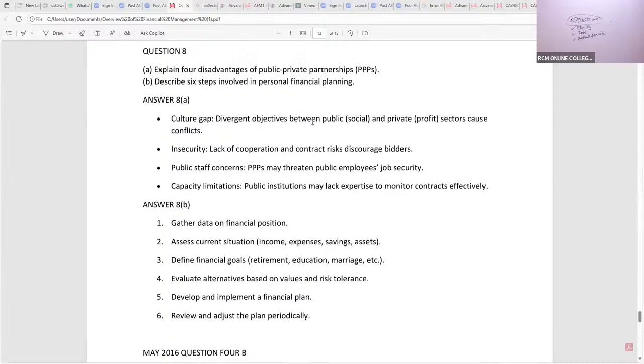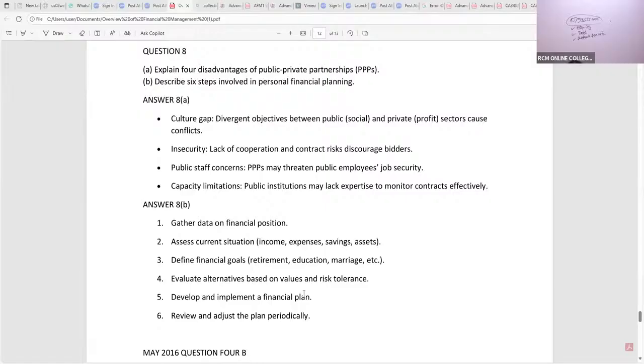So personal financial management, or financial planning. First of all, gather data on financial position. What is your current financial position? Assess the situation. How are your incomes, expenses, savings, and assets? Define now new financial goals. What would you want to do when you're retiring? Education, marriage. Evaluate alternatives based on values and risk tolerance. Develop and implement a financial plan, then review and adjust the plan periodically.